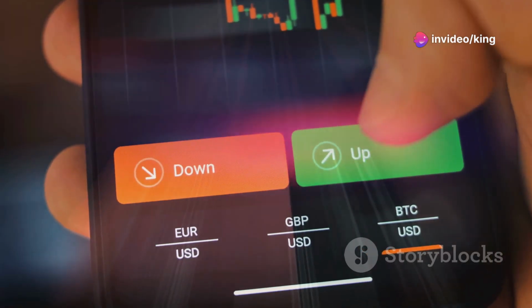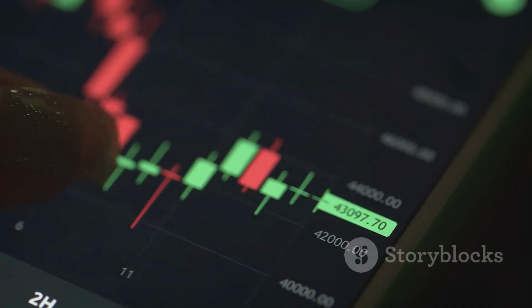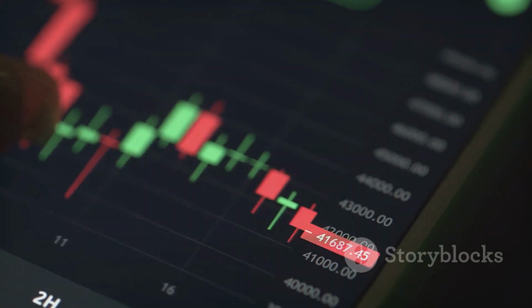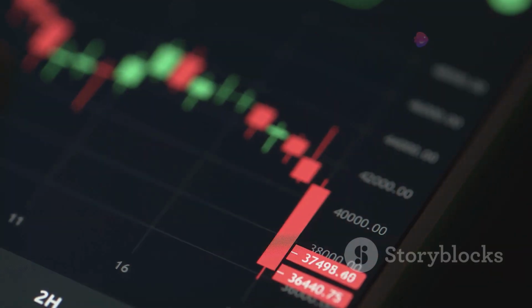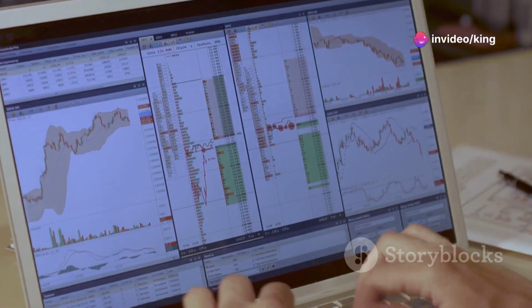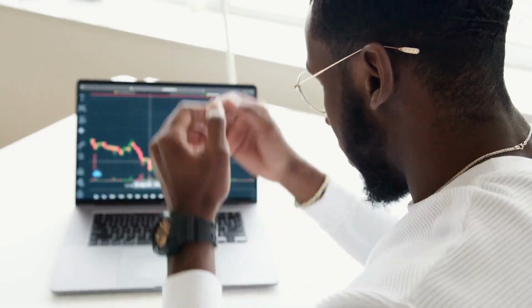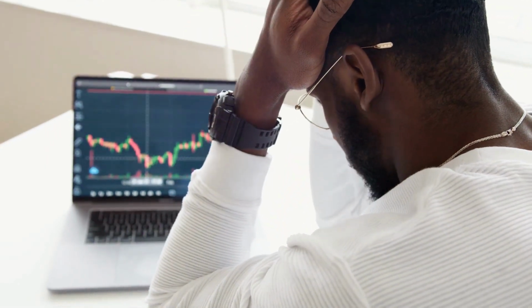Calculate your position size based on your risk per trade and the distance to your stop loss. For example, if you're risking $100 on a trade with a 10 pip stop loss, your position size would be 1 mini lot in Forex trading. Use a position size calculator to make this process easier and more accurate. Never increase your position size to compensate for losses.